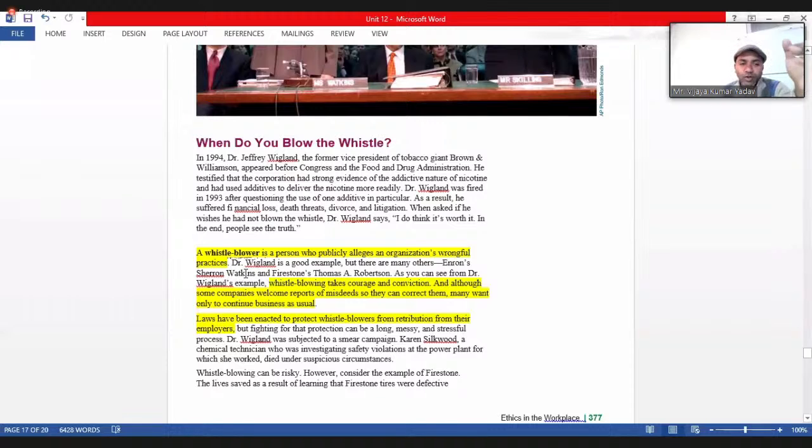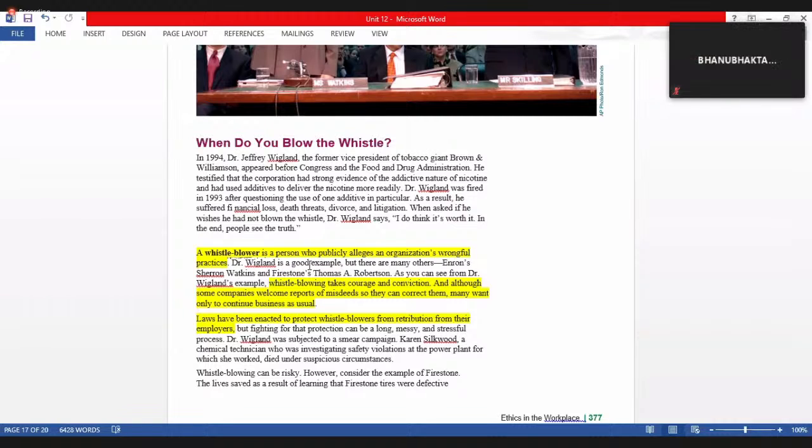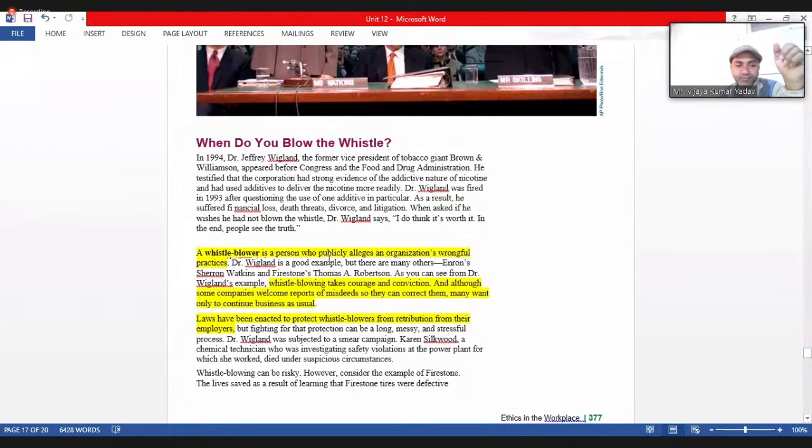A whistleblower is a person who publicly alleges an organization's wrongful practice. Whoever is involved in that wrongful practice, that person is alleged to be in fault. So this is the job of the whistleblower: to sound the alarm on the wrongdoers.